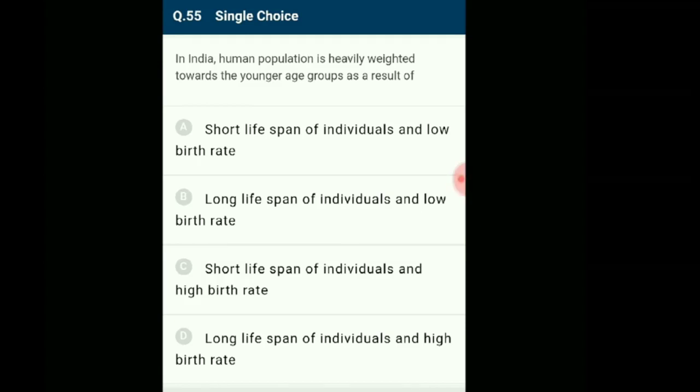In India, there is a short lifespan of individuals and a high birth rate as compared to other countries. That is why the human population is heavily weighted towards the younger age groups. So the answer is option C, short lifespan of individuals and high birth rate.